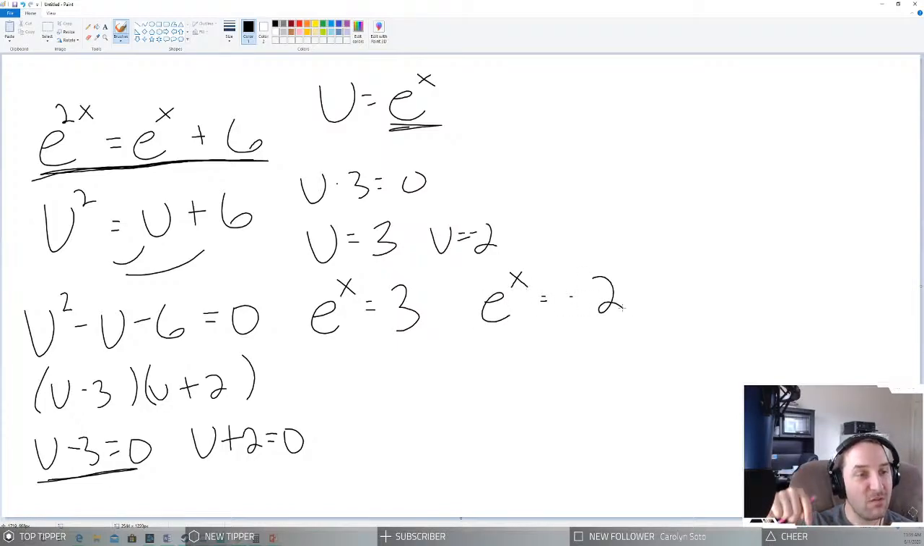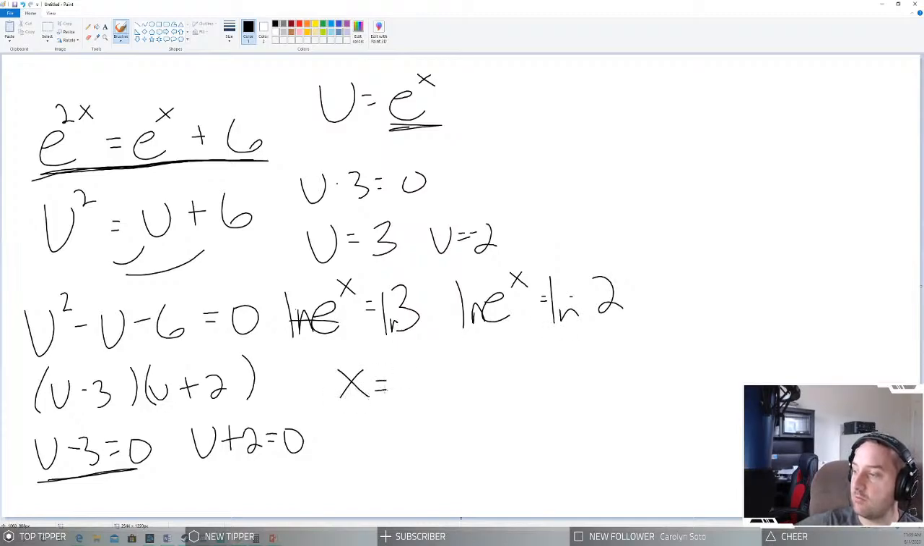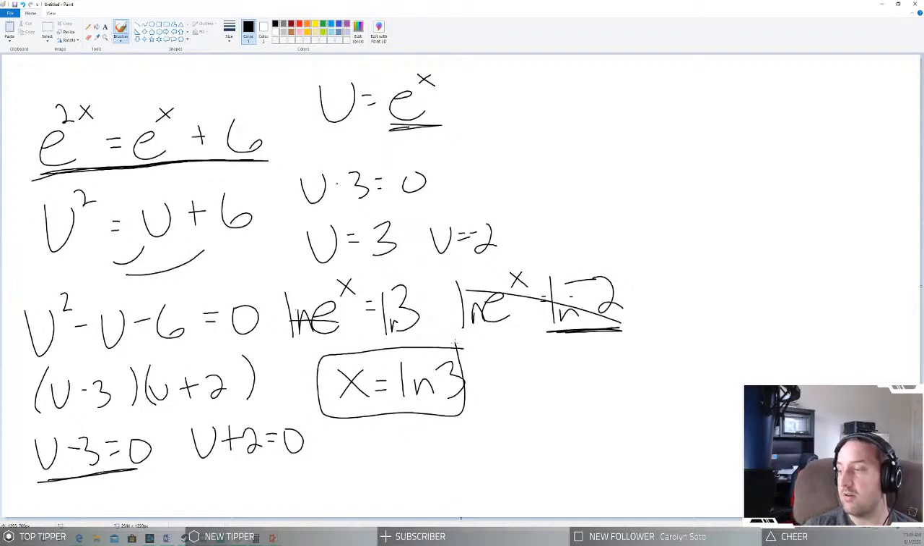Now to get rid of the base e, the log base e is what gets rid of it. Log base e is the same as ln. So we do ln to both sides. So that cancels out, and I get x equals ln 3. Now this is impossible. You can't have a negative or 0 inside of a log. So we ignore it. And so our only answer is going to be x equals ln 3.